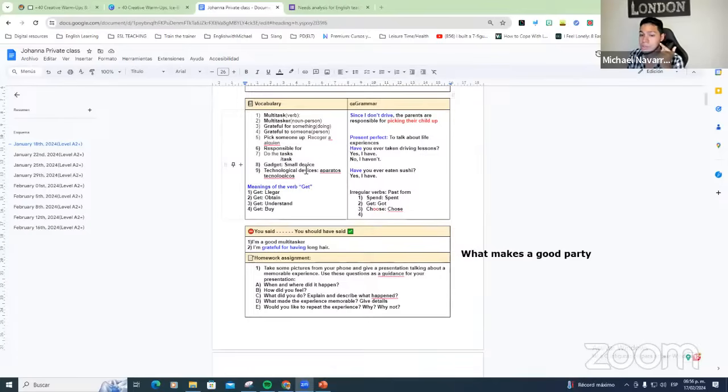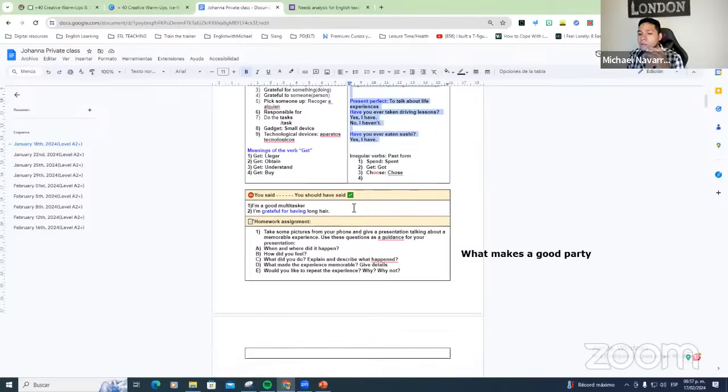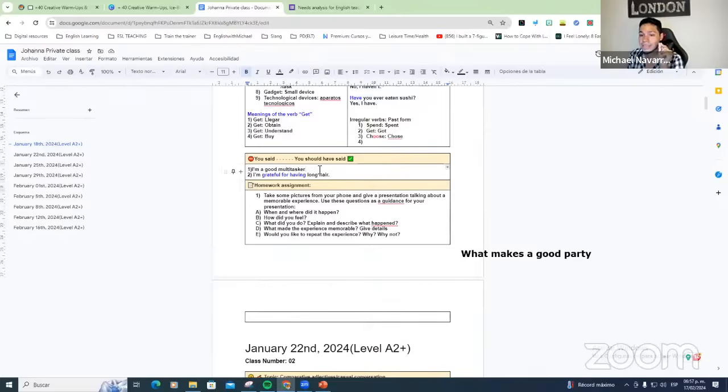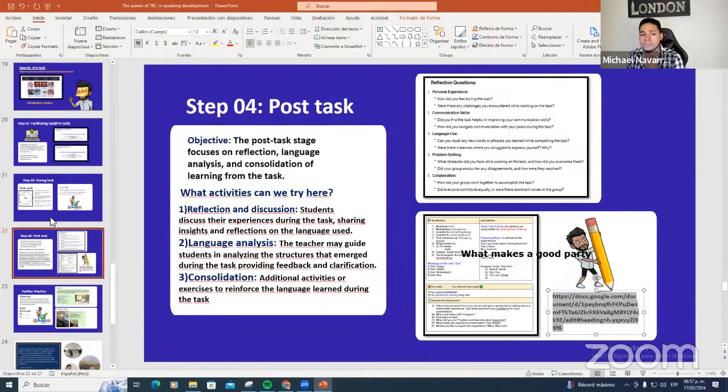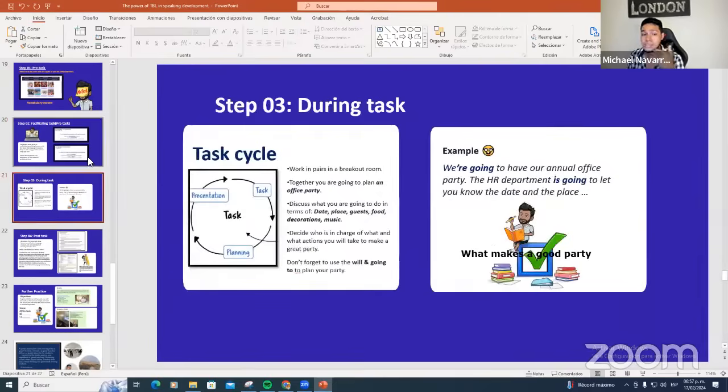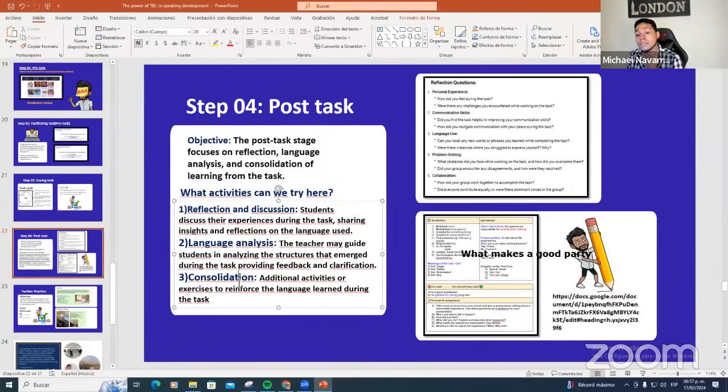I could hear some students using these words: multitask, responsible for, gadget, technological devices. I could also see some grammar structures that emerged when the students were doing the task. I could also hear some mistakes. Yes, and I put the mistakes and I asked my students to correct the mistakes that they made to promote reflection. And finally, the action plan. Maybe your students don't feel comfortable using these two grammar structures like will or be going to. So it's your duty to provide your students with additional activities or exercises to reinforce the language learned during the task.